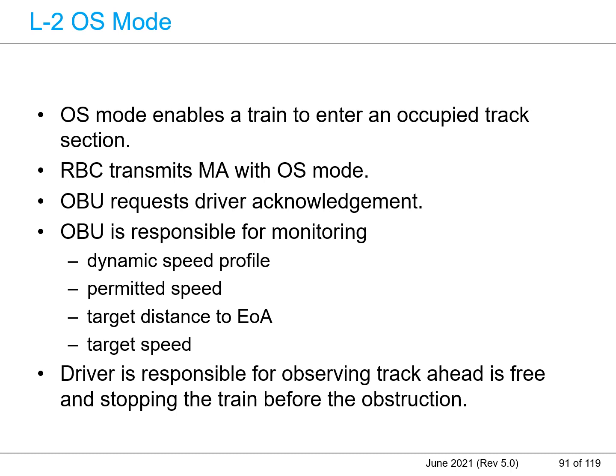The RBC transmits the MA with OS mode based on the route category authorized by the interlocking system. The OBU requests the driver to acknowledge the change from FS mode to OS mode. The OBU is responsible for monitoring the dynamic speed profile, the permitted speed, the target distance to the EOA, and the target speed. The train driver is responsible for observing the track ahead is free, and stopping the train before the obstruction.